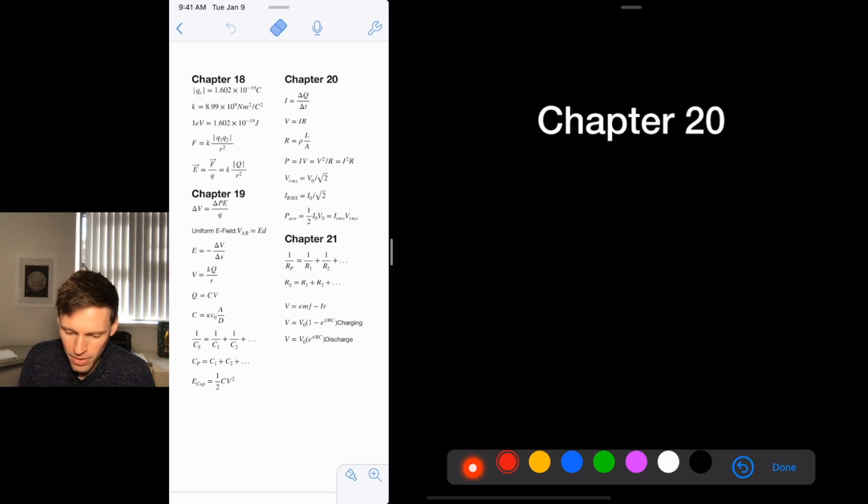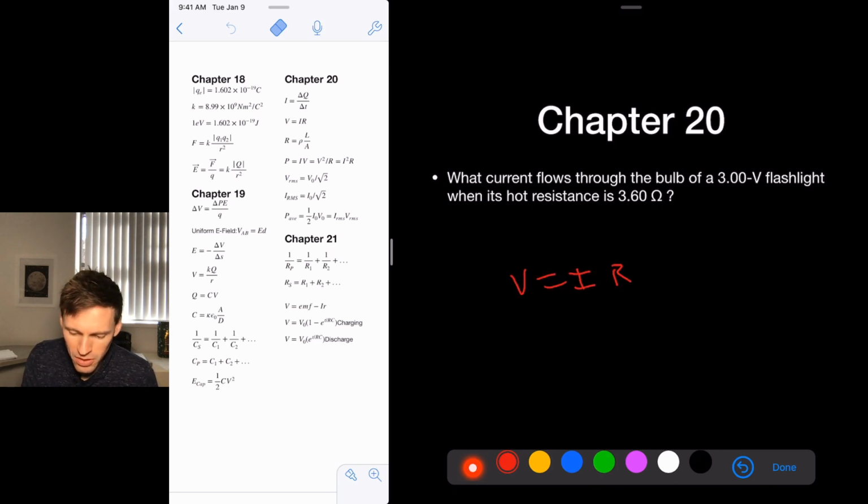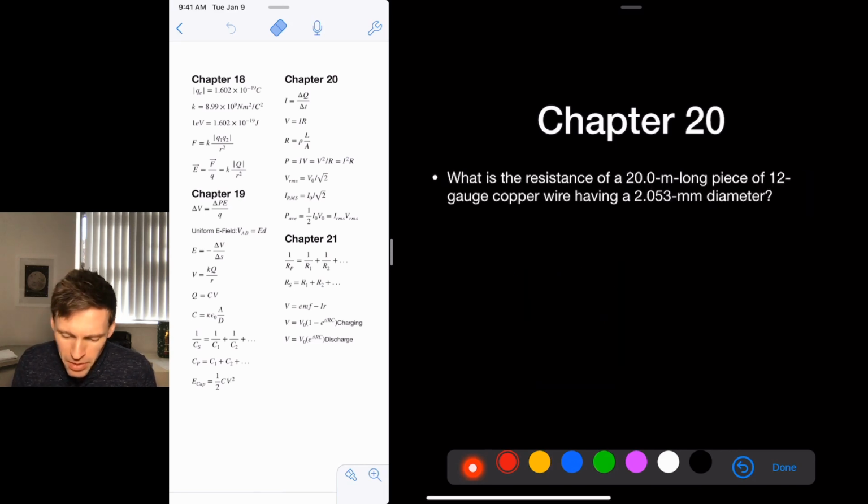Okay. What current flows through the bulb of a 3-volt flashlight when its resistance is 3.6 ohms? So this is just V equals IR. So we get a 3-volt battery is equal to I times 3.6 ohms, so we divide 3 volts by 3.6 ohms, and that's going to give us the current in amps.